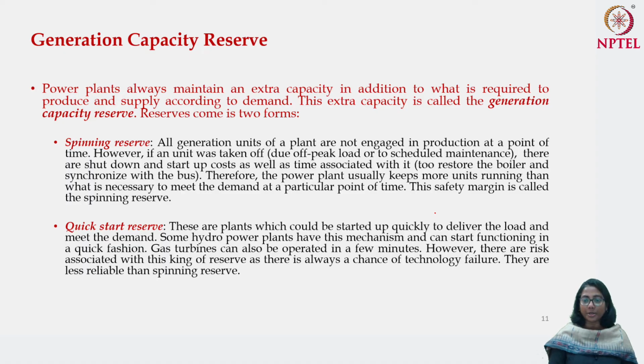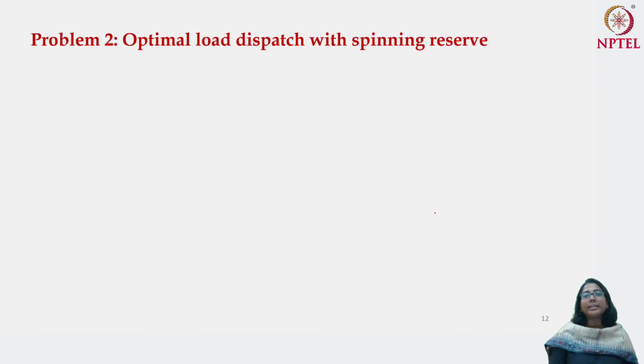Gas turbines can also operate in a similar manner. However, in the case of this quick start reserve, there is always a risk if the generator unit doesn't start. If there is a malfunction, then what happens? So it's often said that the spinning capacity reserve is a much more reliable option as compared to the quick start reserve, although they are often utilized in very different contexts or with different technologies. The optimal load dispatch problem becomes a little more complicated if you think about the spinning reserve.